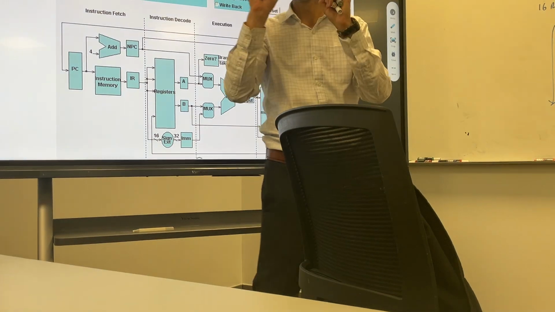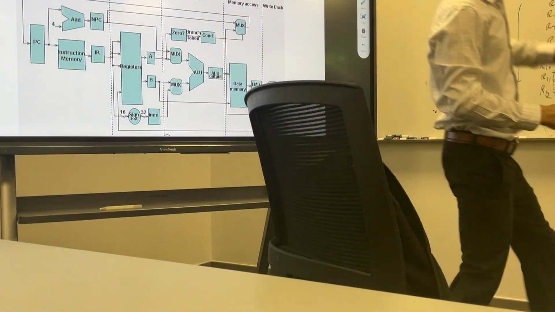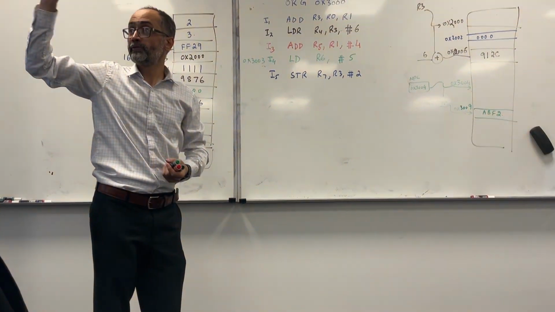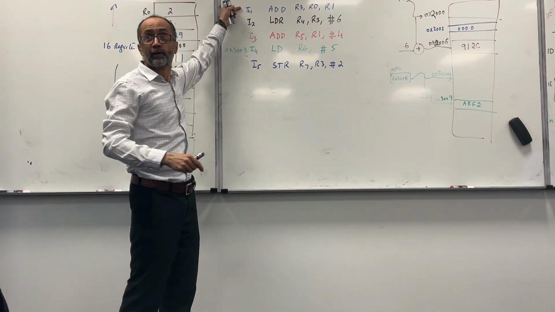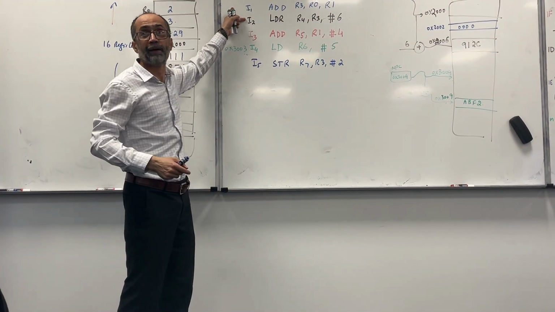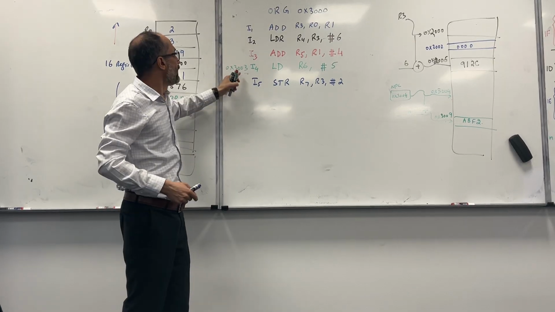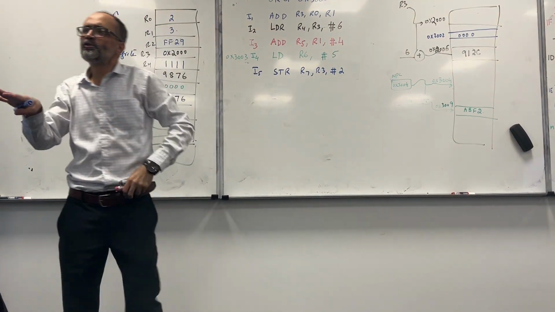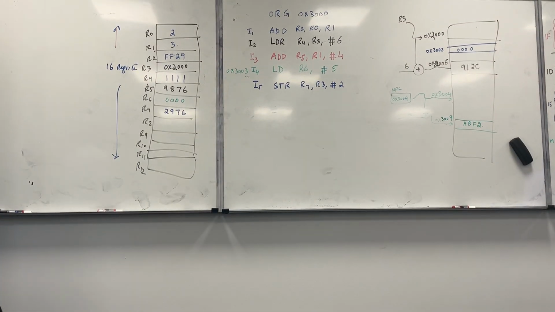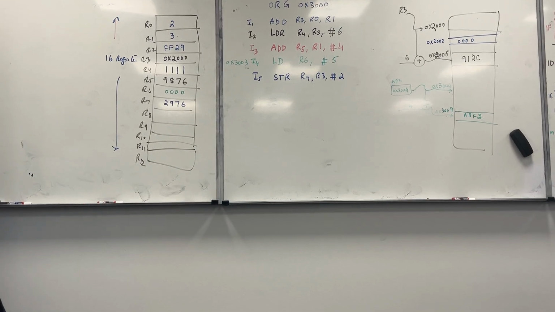Now I did some color coding. These are 5 instructions, and every instruction has been given a different color. The first instruction, I1, is blue, I2 is black, I3 is red, I4 is green. I5 is also blue, same as I1, just as an example, because I had only 4 colors.